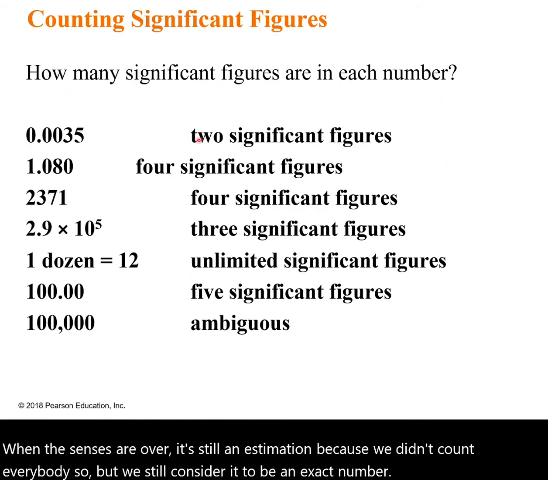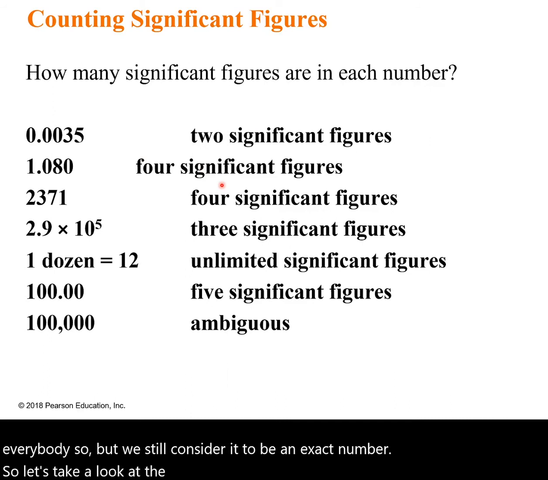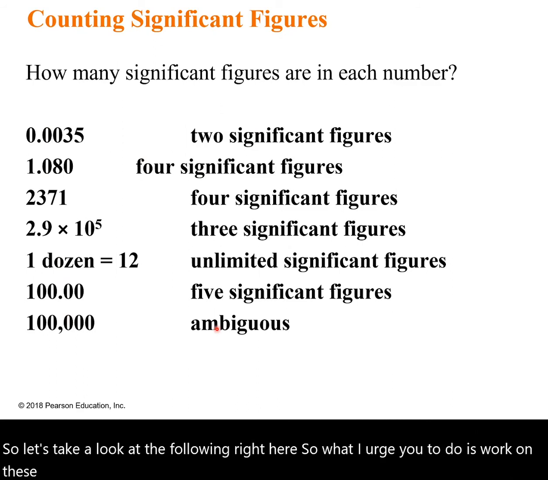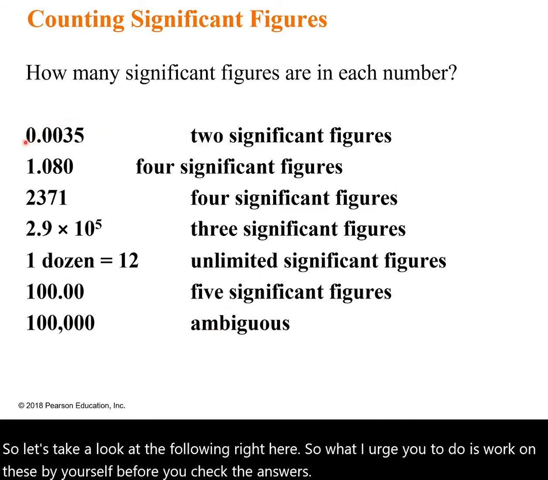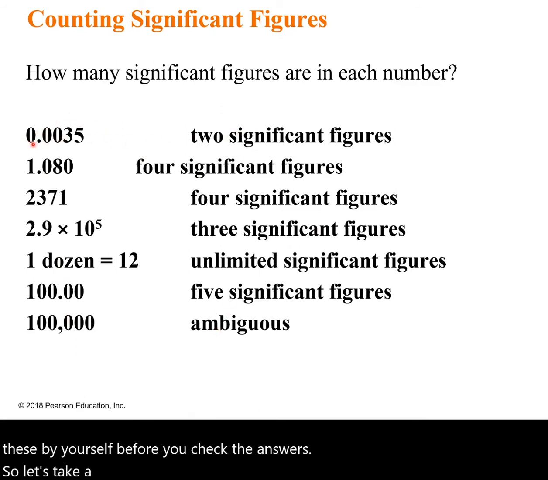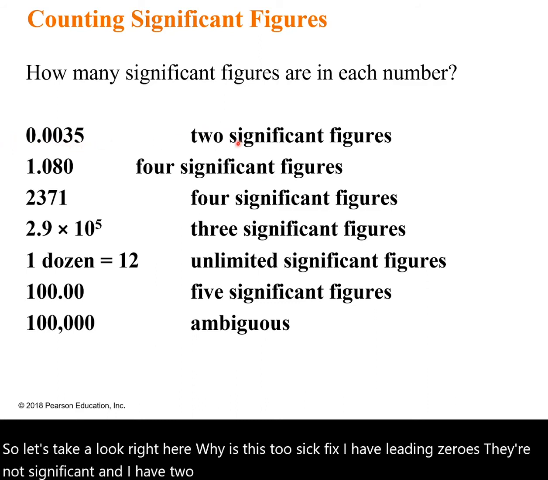So let's take a look at the following right here. What I urge you to do is work on these by yourself before you check the answers. So let's take a look right here. Why is this 2 sig figs? I have leading zeros, they're not significant, and I have 2 non-zero digits, 2 sig figs.